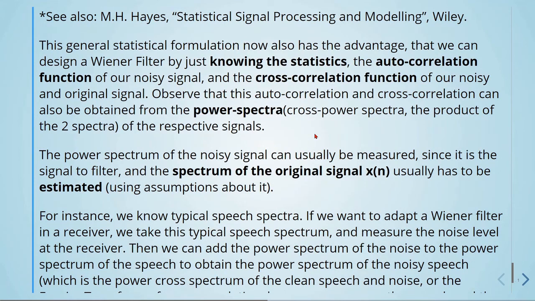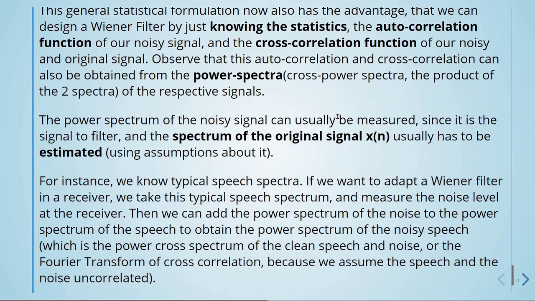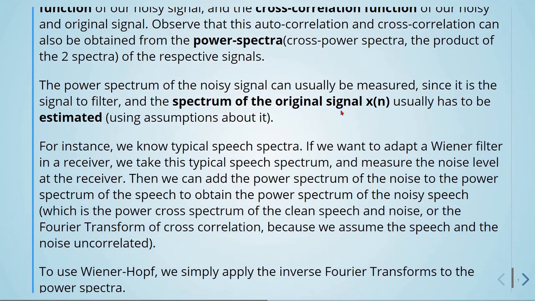The power spectrum of the noisy signal can usually be measured, since it's the signal to filter, and the spectrum of the original signal x[n] usually has to be estimated. So we need to use assumptions about it. For instance, we know the typical speech spectra. If we want to adapt a Wiener filter in a receiver, we take this typical speech spectrum and we measure the noise level at the receiver.